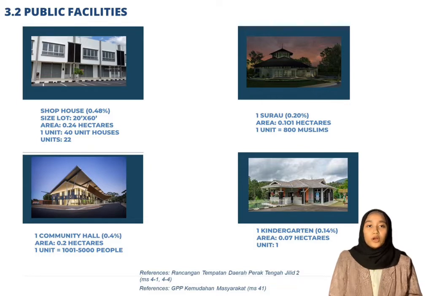They will have 0.48% of shop house and 0.24 hectares large. And the estimation is 1 unit shop house equal to 40 units of houses, and they will have 22 units of shop house. Second one is surau, which is 0.20% and 1.101 hectares, and one surau can accommodate 800 Muslims. We also build 1 community hall that is 0.4% and 0.2 hectares large. The last public facility is the kindergarten that is 0.14% and 0.07 hectares.